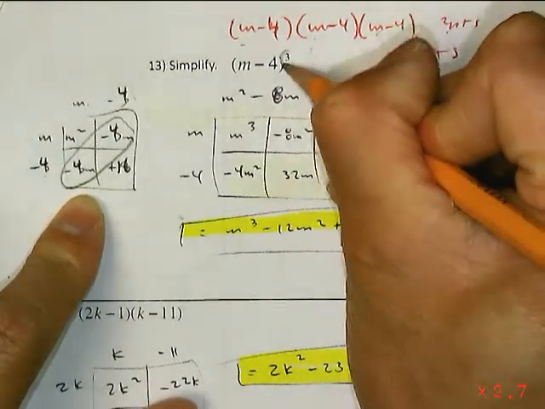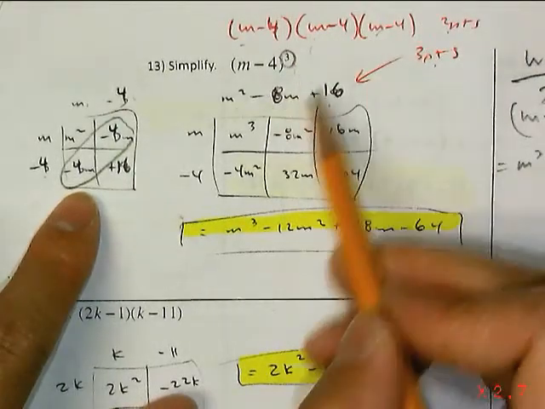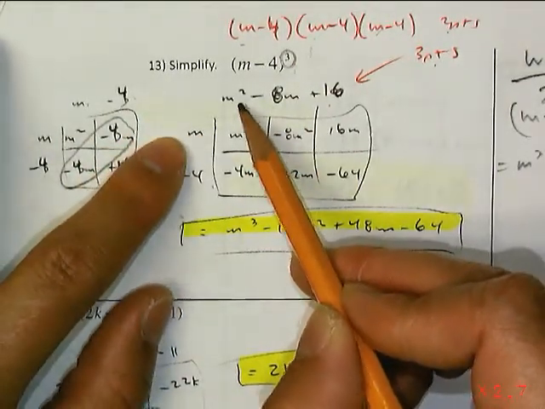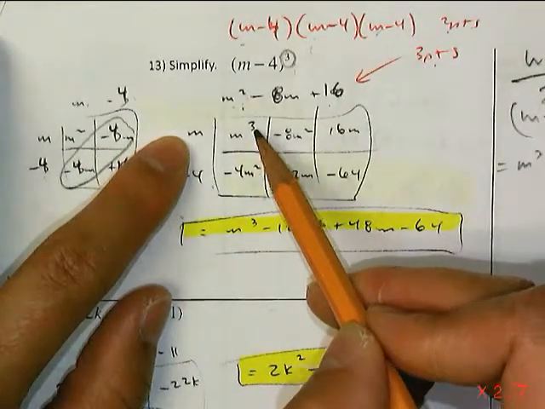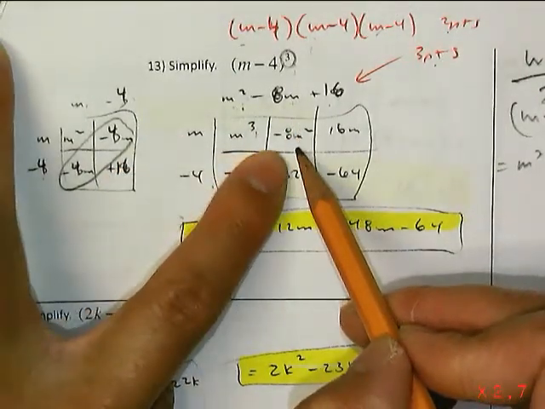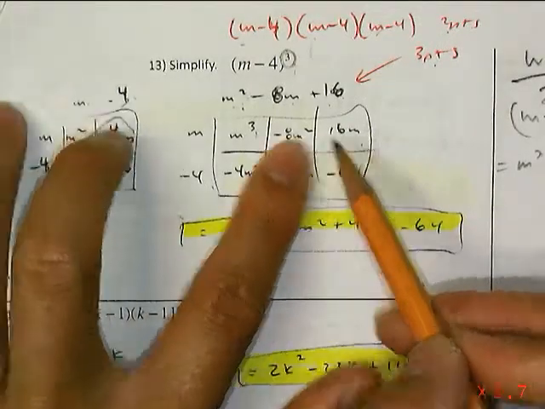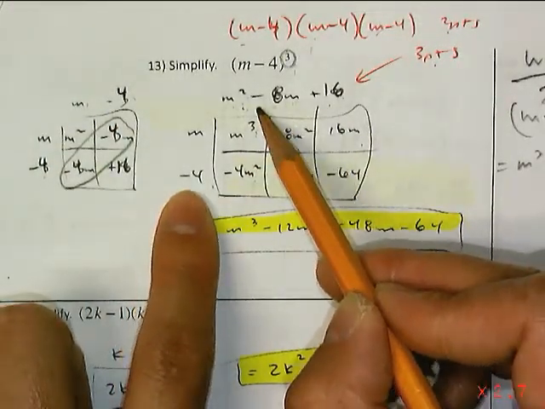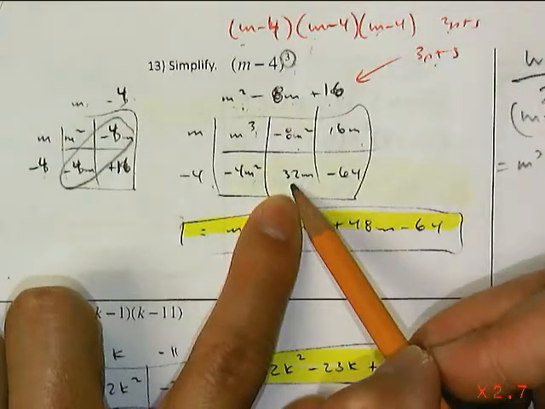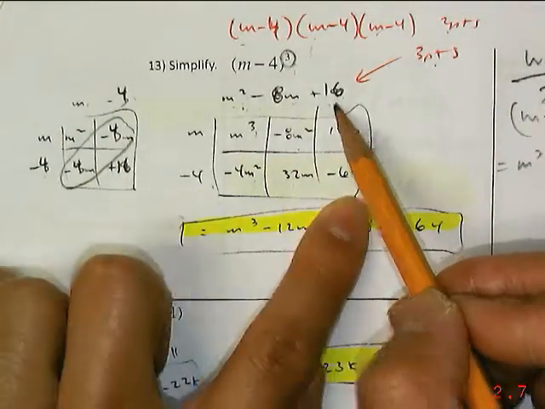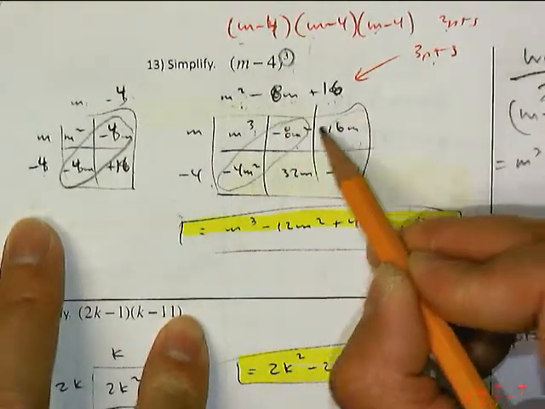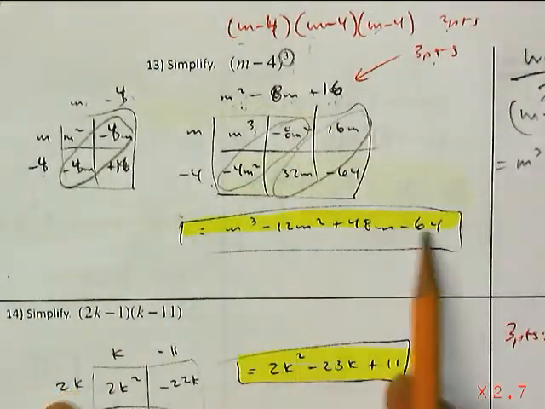Remember, you have it to the third power, which means you have to multiply your answer by m minus 4 again. M squared times m, multiplying the same base, you add the exponents, so m to the third, negative 8m squared, positive 16m, negative 4m squared. Negative times a negative is a positive, so that gives you a positive 32m. Negative times a positive is a negative 64. Notice how I can combine like terms in this direction, and here's your answer.